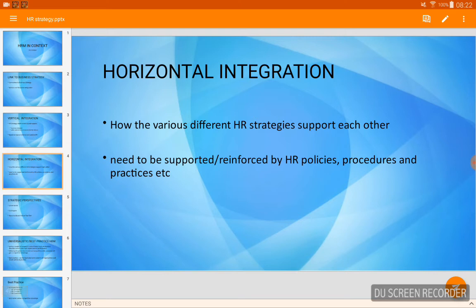Horizontal integration is where we're looking at how the different HR strategies all support each other. So by this I mean you will have an overarching HR strategy, but you will also have a recruitment strategy, a training and development or learning and development strategy, a reward strategy, and the idea is that these are all supplementing each other and working together. And then, as it says here as well, they need to be underpinned by policies and procedures which are in place, which support and work with what the strategy is trying to achieve.